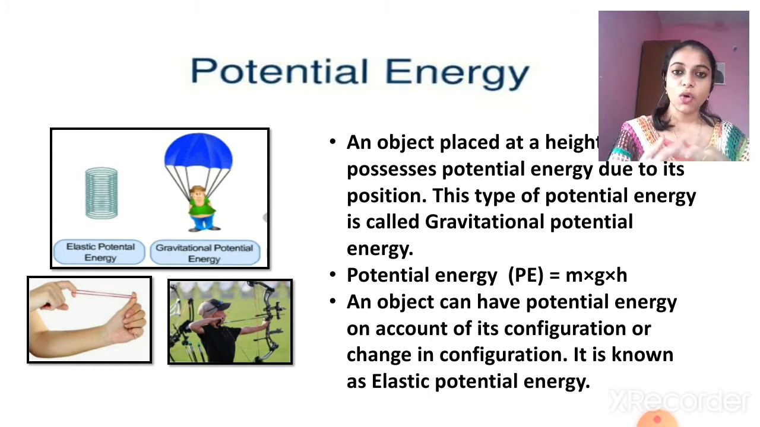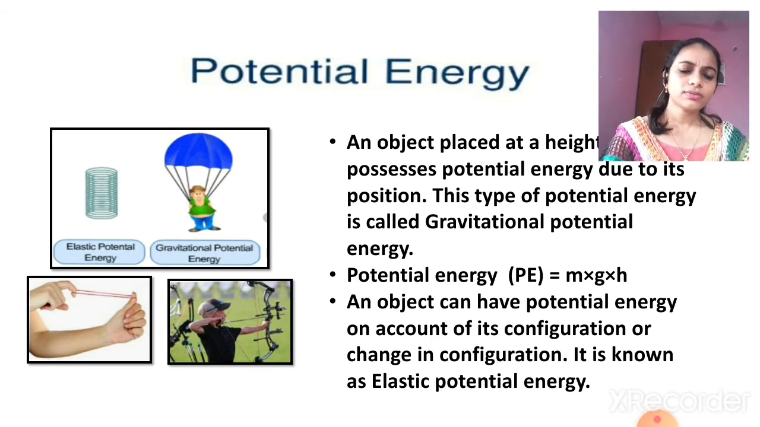Whatever object is on the earth's surface, every object will possess gravitational potential energy, because we all know that the gravitational force of attraction is the attractive force with which the earth attracts all the objects on its surface towards its center. It is known as the gravitational force. And the potential energy due to its position is known as gravitational potential energy.